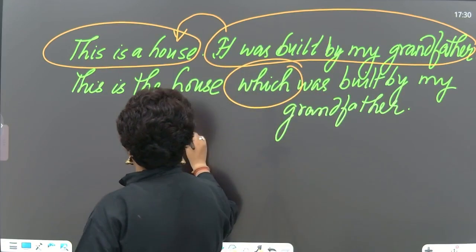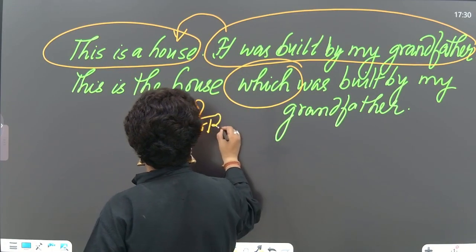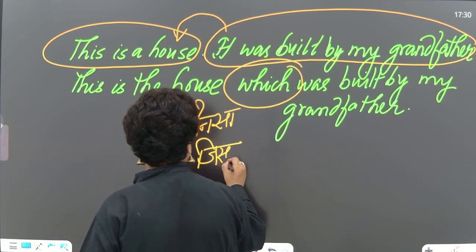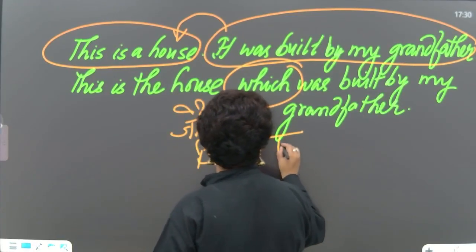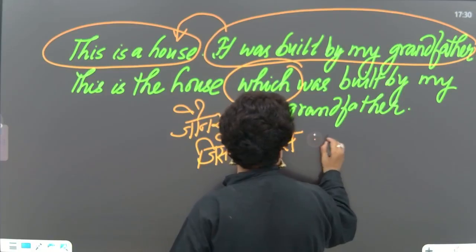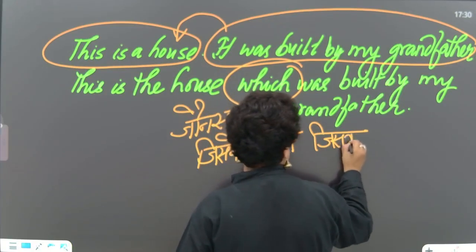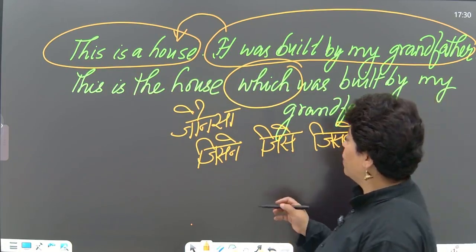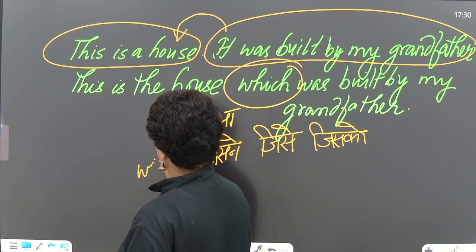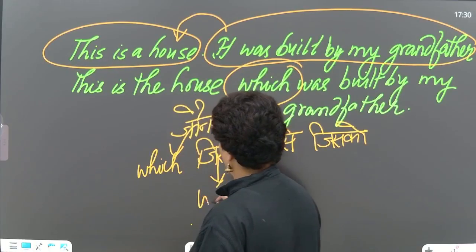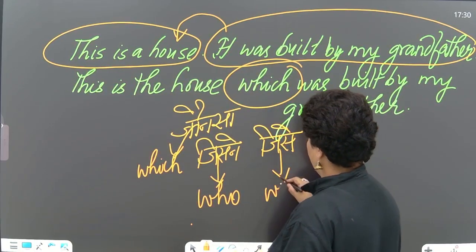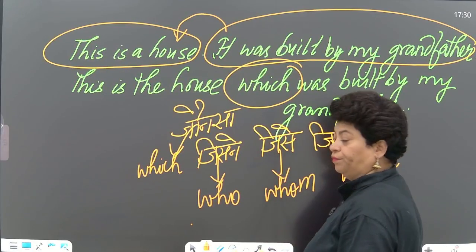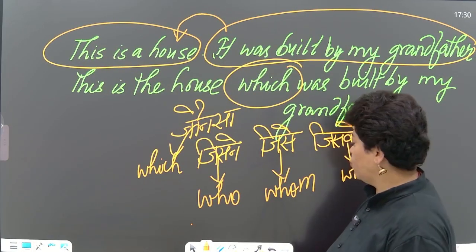Now in Hindi we talk about this: jaunsa, jisne, jise, jisko. All these words in Hindi are making a relationship, and that is how we are going to convert it into jaunsa, which, jisne, who, jis, whom. That is how a relation is built.